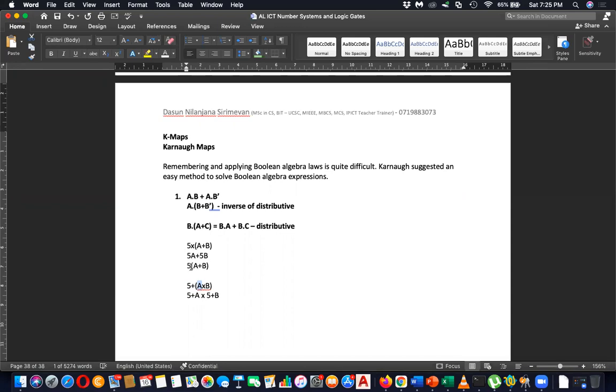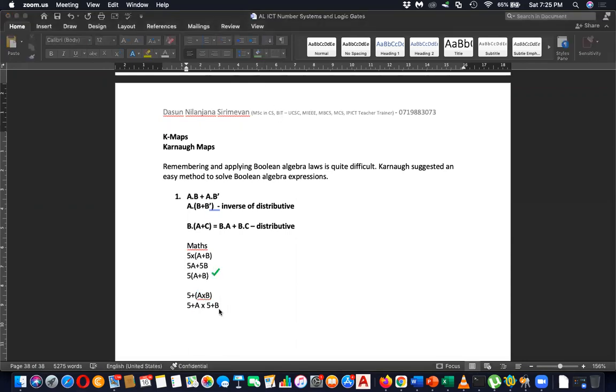You can take 5 out and then write A plus B. This is for multiplication in maths. This is maths, right? This is not logic. Maths, this is correct. This is correct in maths. So is it correct in maths? The second one, is it correct in maths or wrong? Correct or wrong?